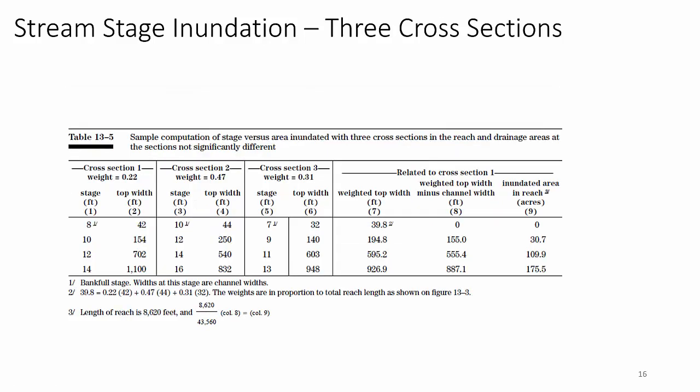So, sample computations for stages versus inundated area with 3 cross sections, where drainage areas are not significantly different. You're just averaging all 3. I don't really see why you would do this. You would usually define the reach as between the 2 cross sections, and then just keep moving down. But if you have to collect them or aggregate them, you just keep averaging. This is not complicated.